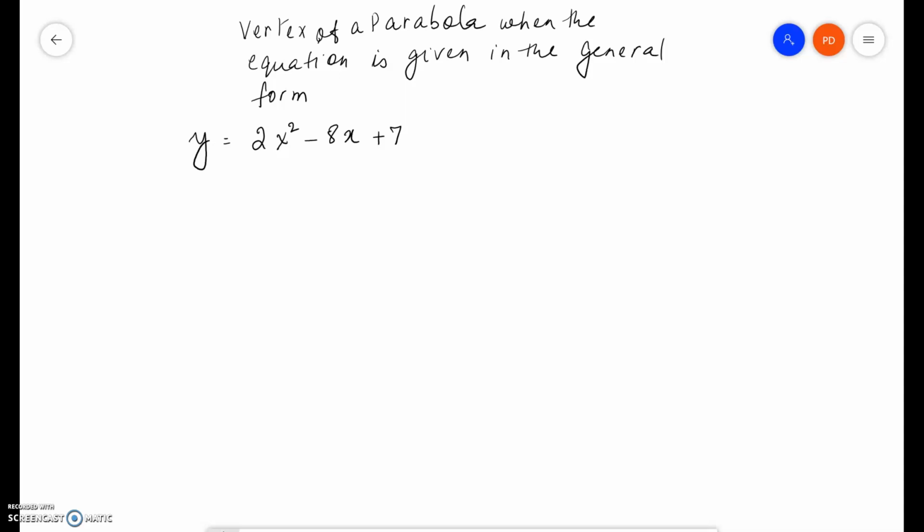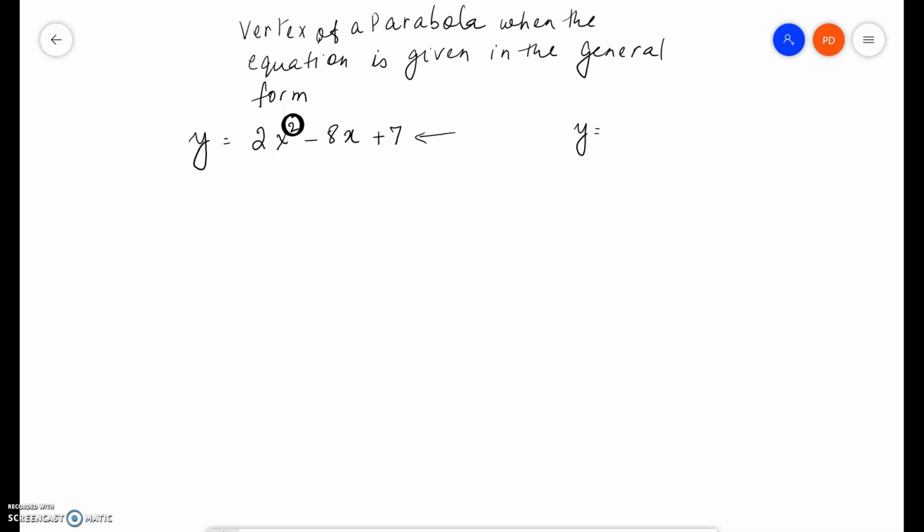So we are given the equation of a parabola. We know it's the equation of a parabola because it's a quadratic function. So we know that a quadratic function has a graph that is a parabola. Now, in order to find the vertex of the parabola, we need to see this equation in the standard form.